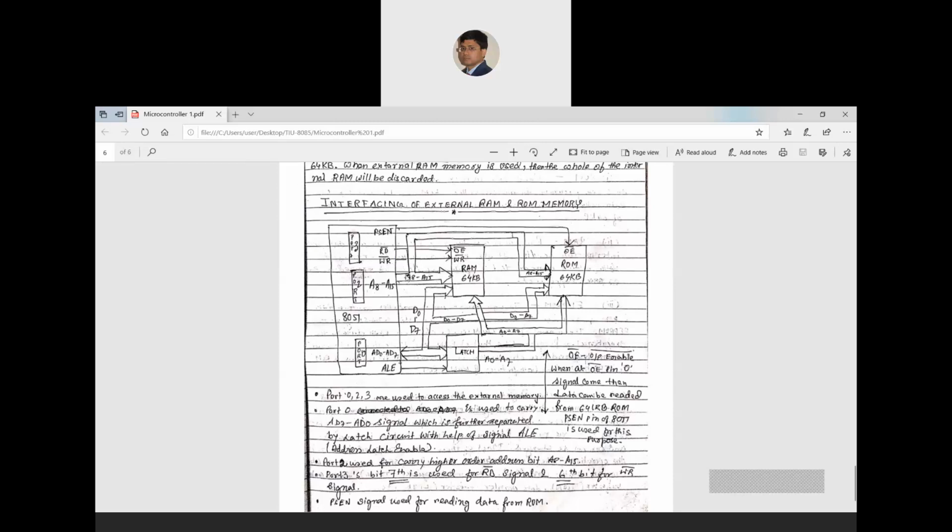We never do these two works simultaneously. Read and write, one at a time. Suppose I am reading, so I have to enable RD bar. It will enable this chip. Then I have already given the address on these two buses. I have already made ALE high, so the proper address location is there. From that location, I can copy the data onto this data bus, and it is available at the microcontroller.